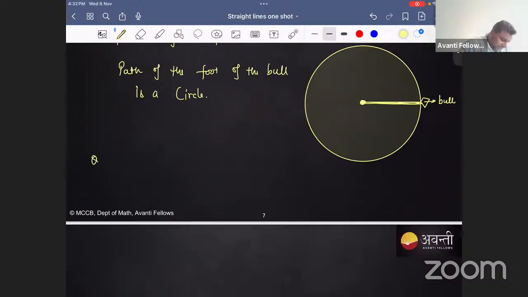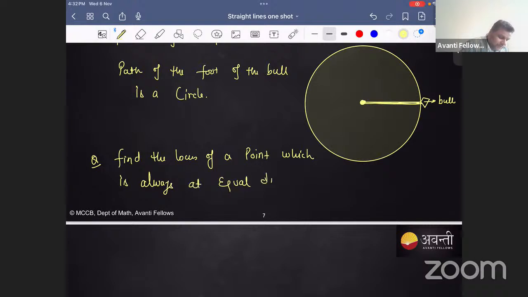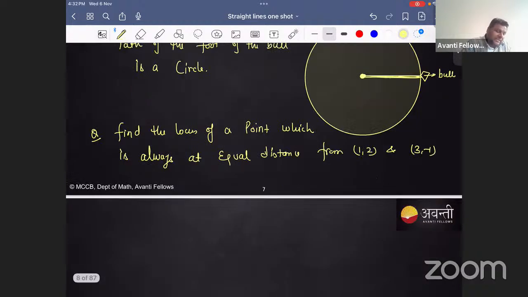Now see, there is a question. Find the locus of a point which is always moving at equal distance from (1, 2) and (3, -1).